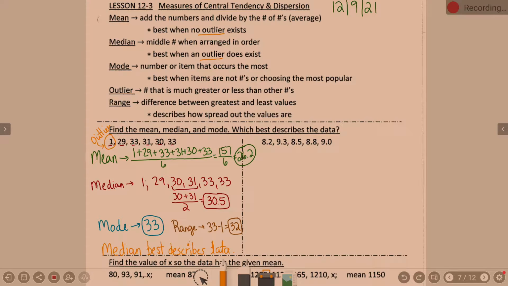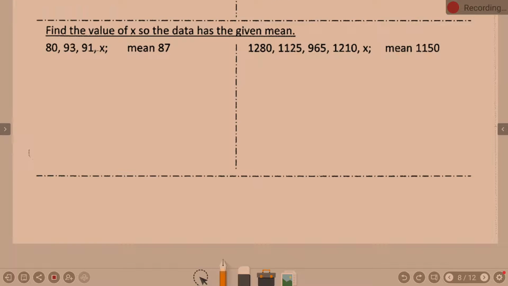Okay, let's go to the bottom. I'm more concerned that I remind you how to do this. Find the value of x so that the data has the given mean. This is equivalent to the word problem you'd see here: Susie has an 80, a 93, and a 91 on her first 3 tests. What score must she get on her 4th test to get an average of 87 in the class? That's the equivalent word problem you're going to see.